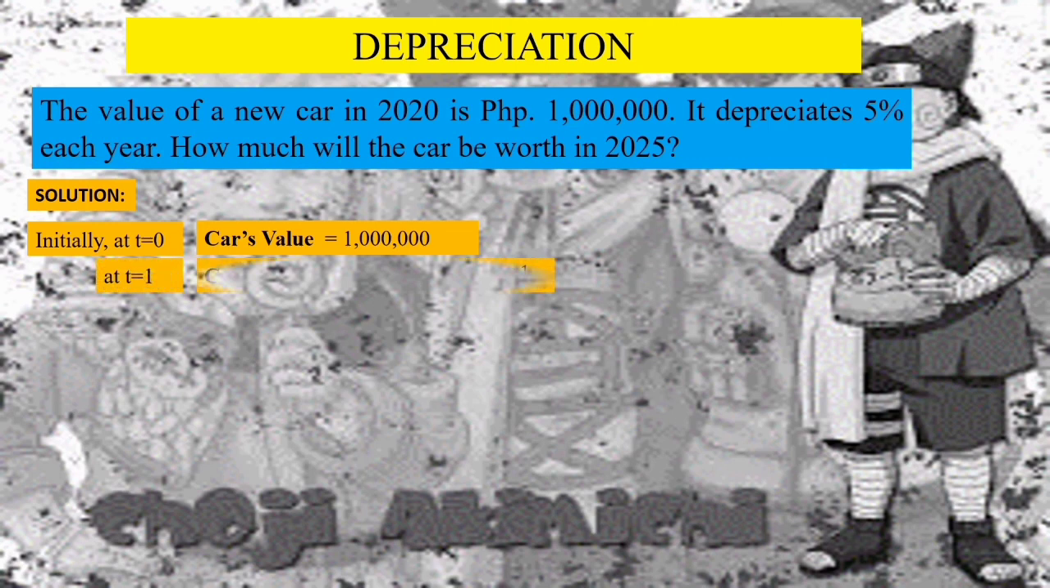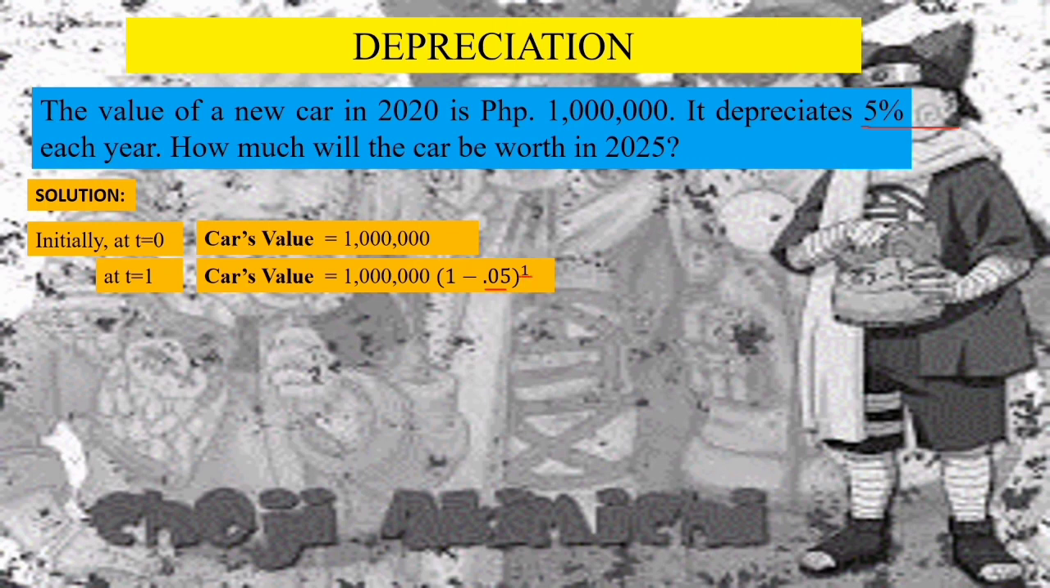So, your car value is equal to 1 million times 1 minus 0.05. Ano, saan natin nakuha tong 0.05 na ito? Nakuha natin ito dun sa nag-depreciate siya ng 5% each year. So, ibig sabihin, 5% is equal to 0.05. And yung year, dito natin siya nilalagay sa exponent.